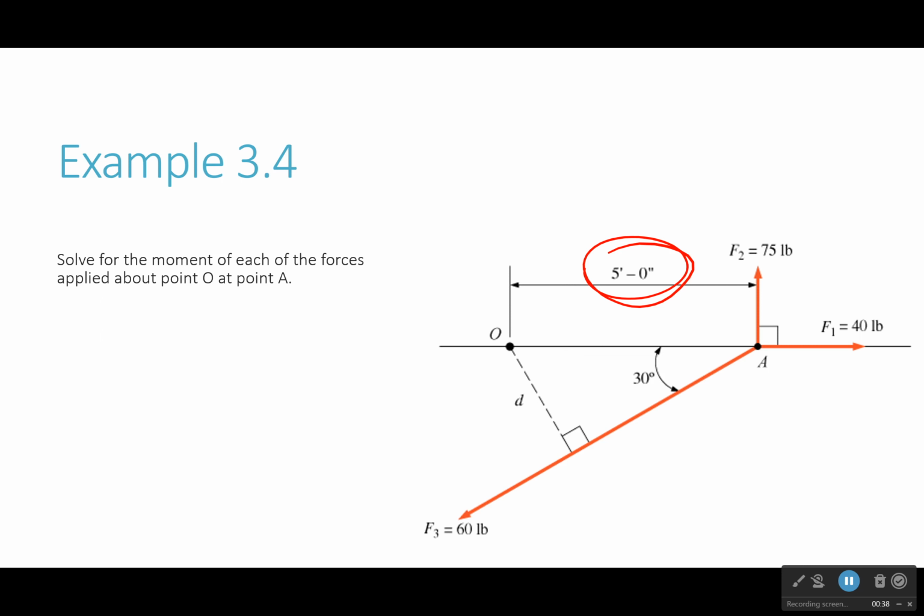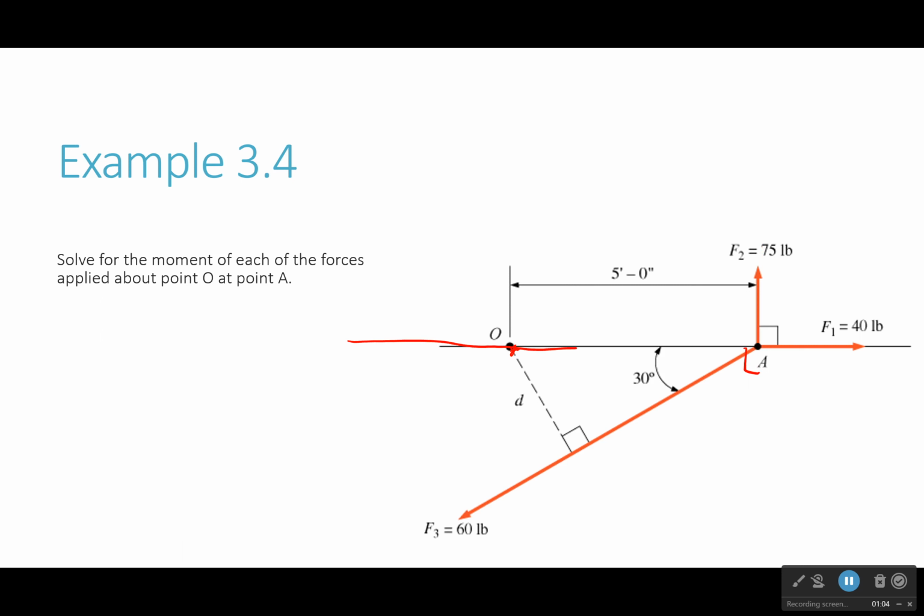Well, remember, it's always the perpendicular distance from the point about which the moment is being calculated to the force's line of action. So let's draw those lines of action. Okay, so that's that line of action, and so as you can see, that's really easy. That one's a right angle already. That one's vertical, this is horizontal. I'm good there.